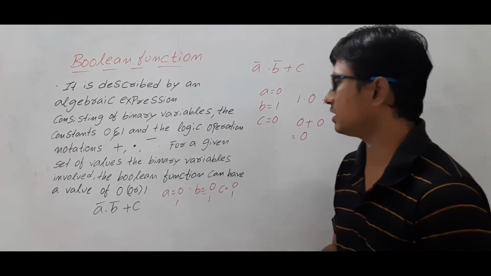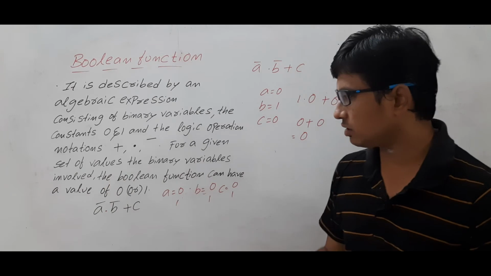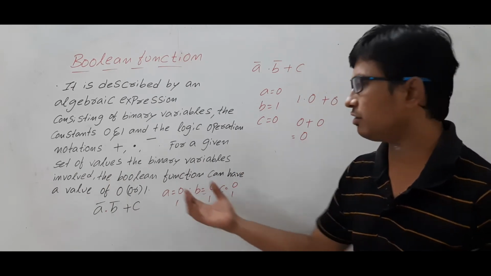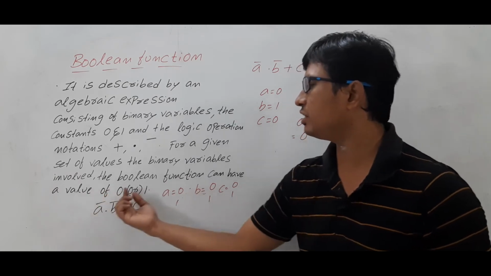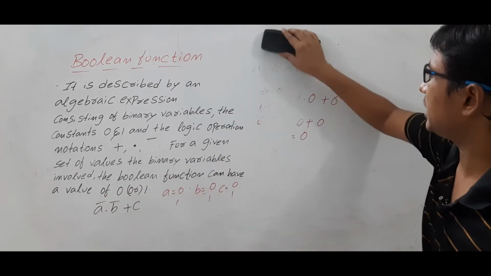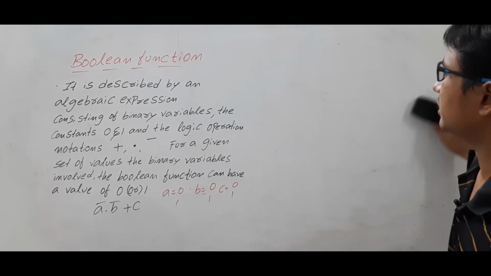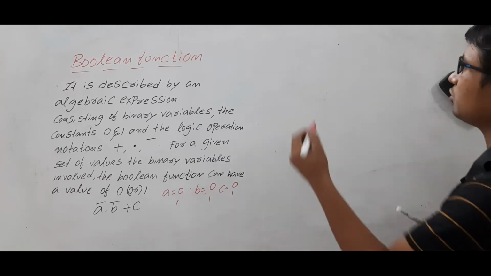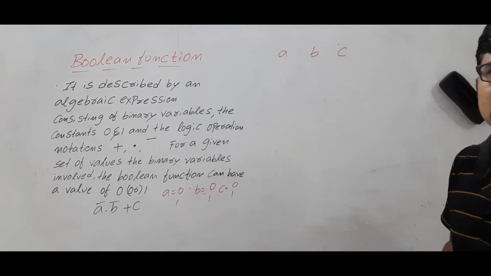So that is what they are saying. For a given set of values of the binary variables involved, meaning if we give some values to the binary variables, the Boolean function can have a value of 0 or 1. Is it clear? To make you understand in a better way, let me take all the variables involved in it. What are the variables involved in this Boolean function? I have A, B, C.